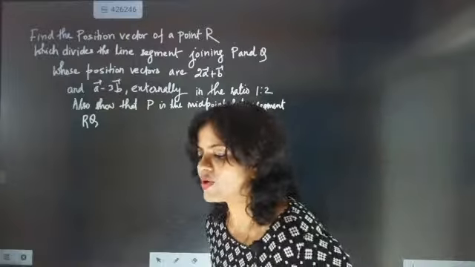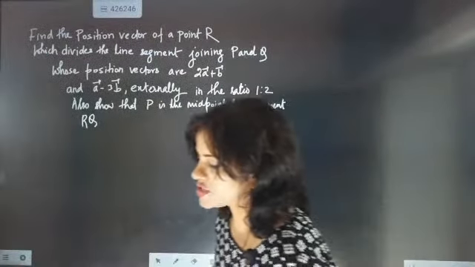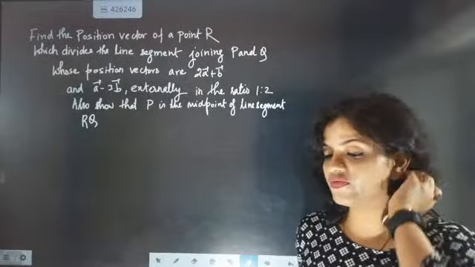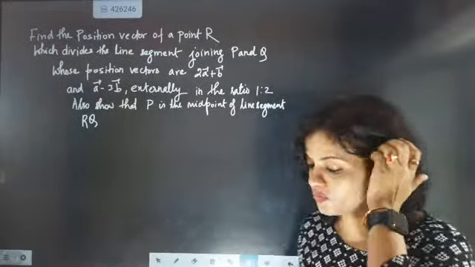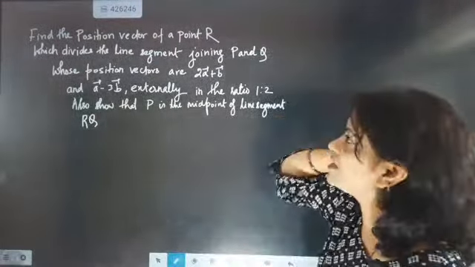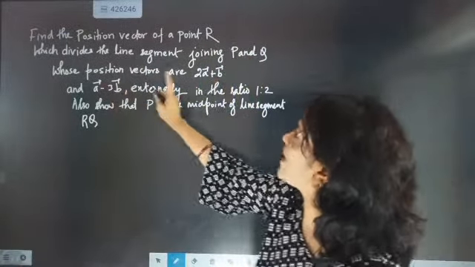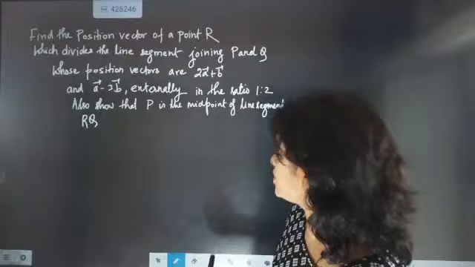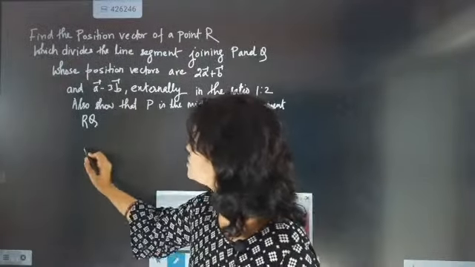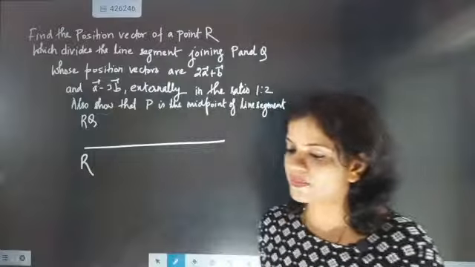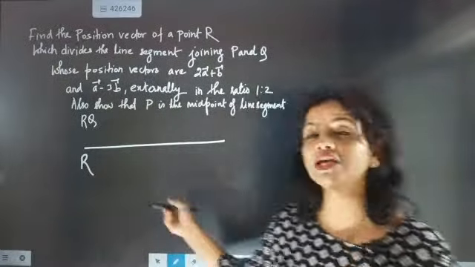Try this question once, try to solve this question. Afterwards I am going to solve the question. Just check this one out. What is the statement given? First I am explaining the statement to you. Now find the position vector of point R which divides the line segment joining P and Q. So now P and Q are the 2 points on a line. Okay, R is exactly there and R is dividing P and Q.